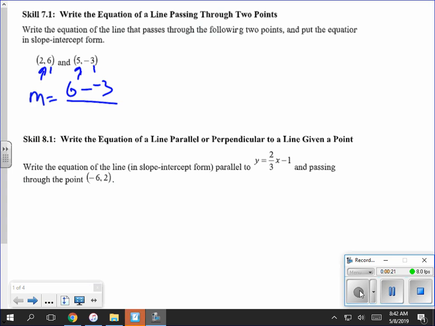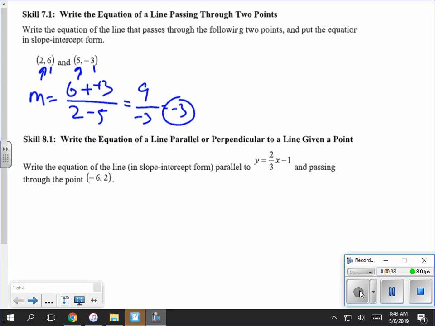That's an x. 2 minus 5. 6 minus -3, make it plus, that gives me 9. 2 minus 5 is -3. 9 divided by -3 is -3, so that's my slope.